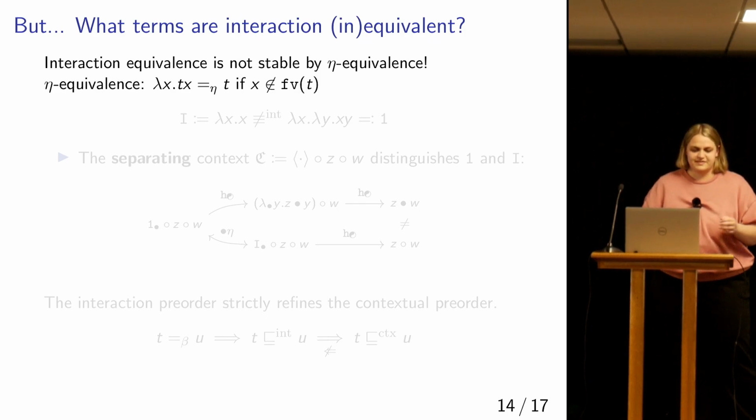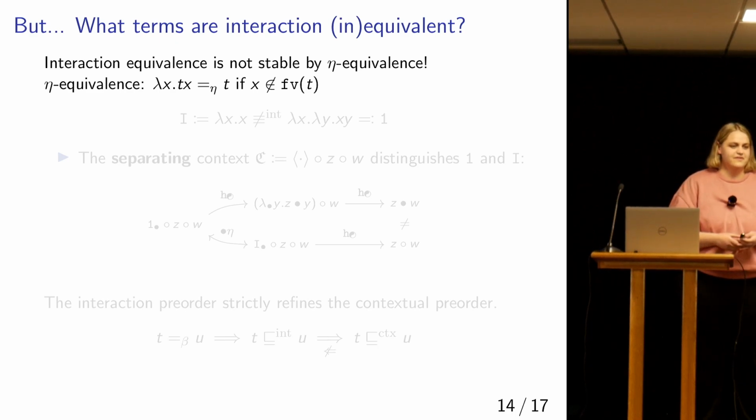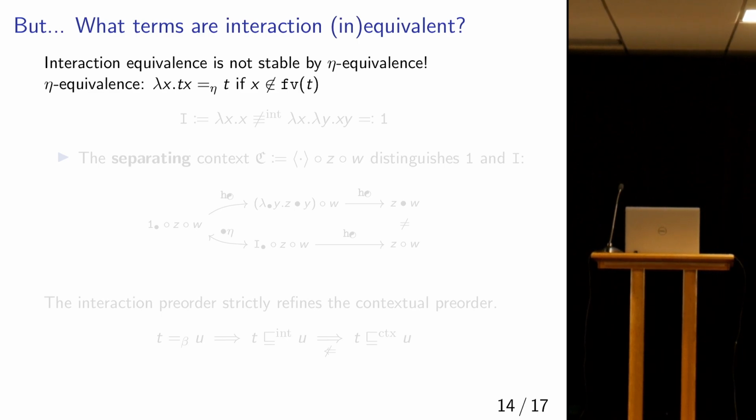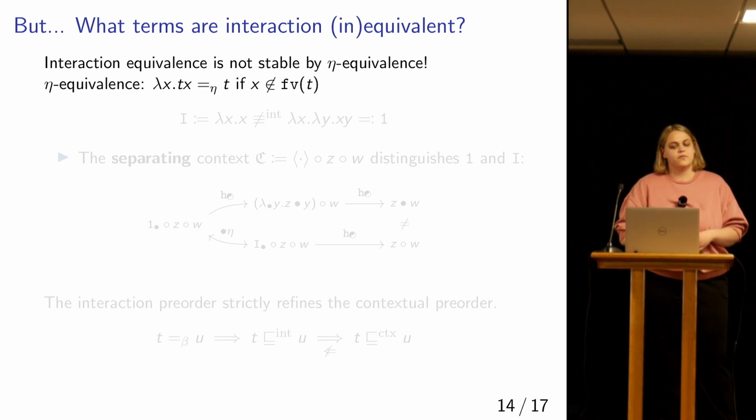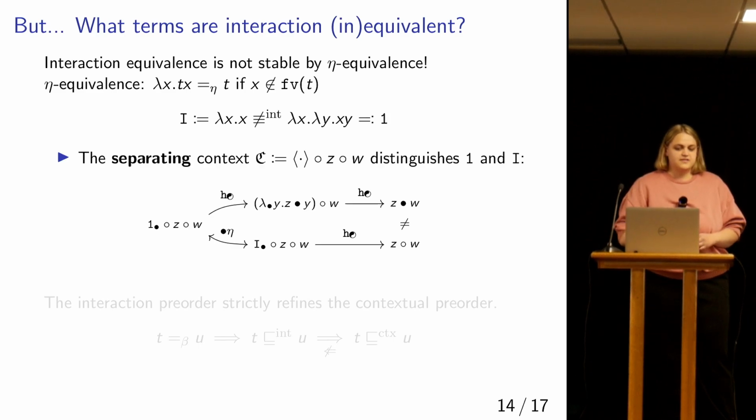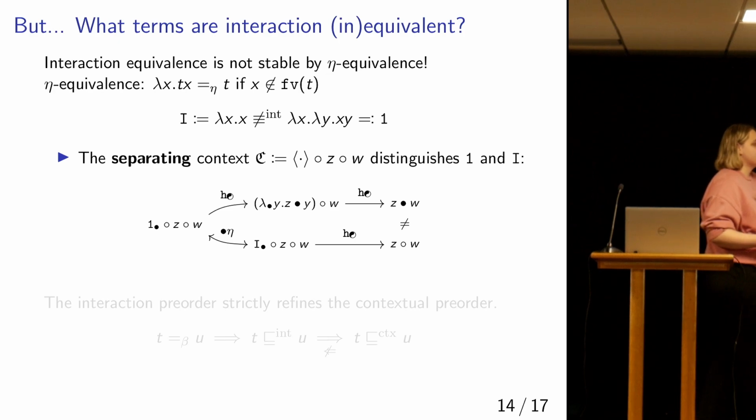So I told you about this interaction equivalence, but what are actually inequivalent or equivalent terms for this interaction equivalence? So the big thing is that interaction equivalence is not stable by eta equivalence. So eta equivalence is just T is equivalent to lambda x. T applied to x, where x is not a free variable of T. And so this is an example of terms that are not interaction equivalent. So we have the identity and an eta expansion of the identity here named 1. And so we have a separating context, C, that is an all-white context that just applies two variables.